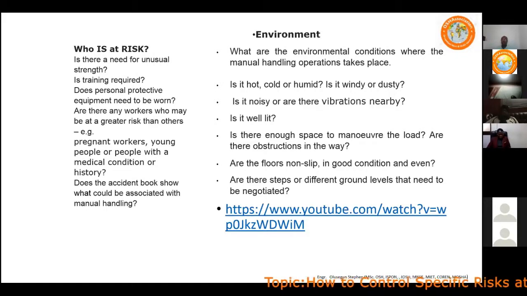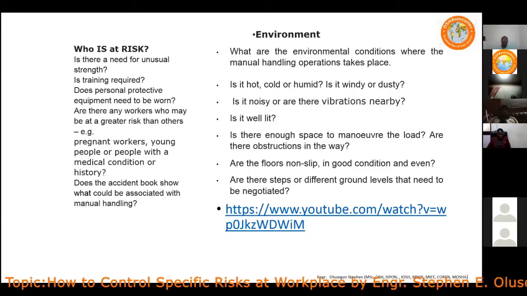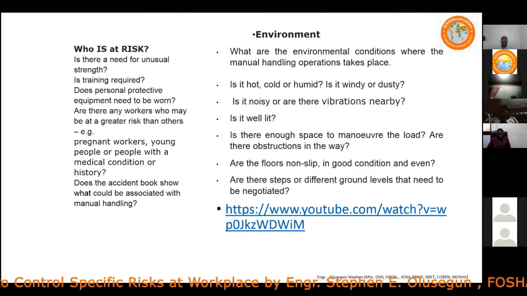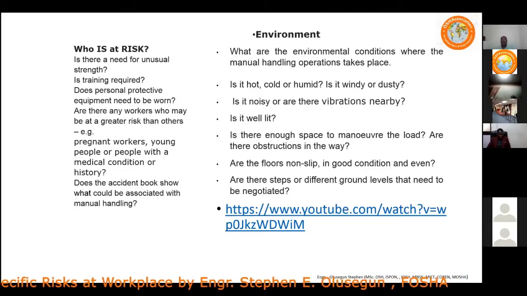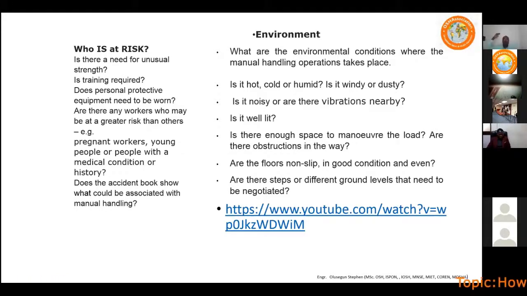What are the environmental conditions where the manual handling operation is taking place? Is the place hot, cold? Is it humid? Is it windy or dusty? Is it noisy? If you have too much noise in your environment, that can affect your life tremendously. Is there bad vibration? Maybe a train is passing through your place all the time. Maybe your office is on a highway, and as you are working, the sound of horns and some other noises are just disturbing and can affect you.